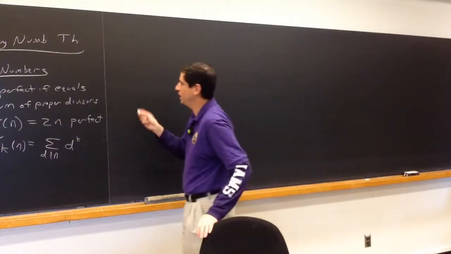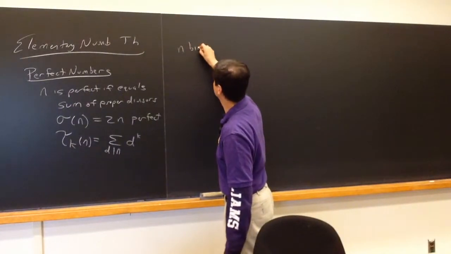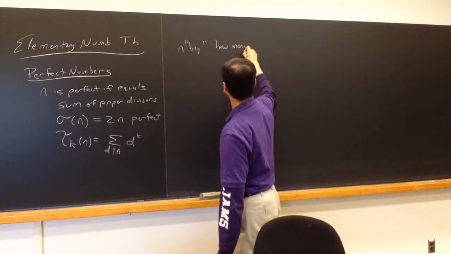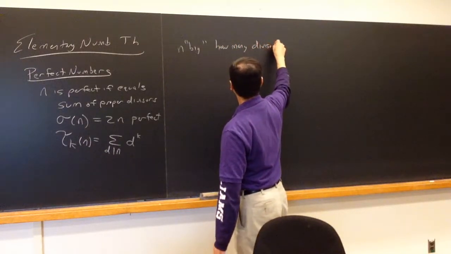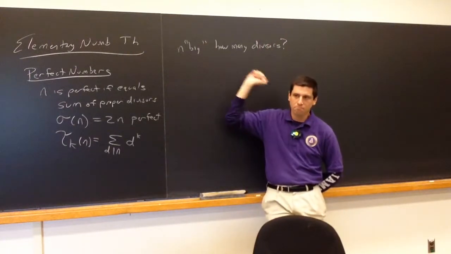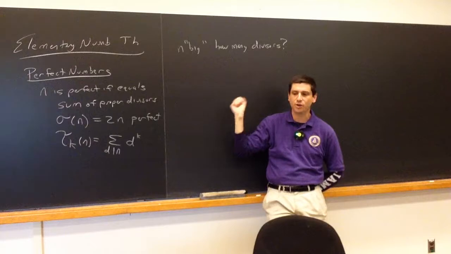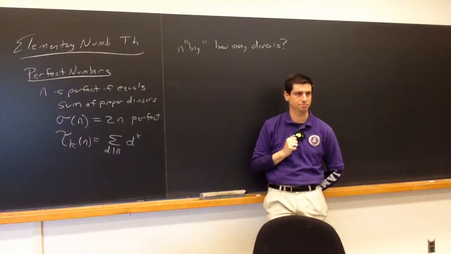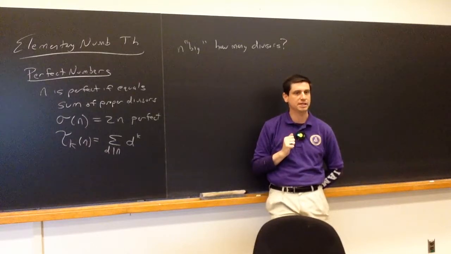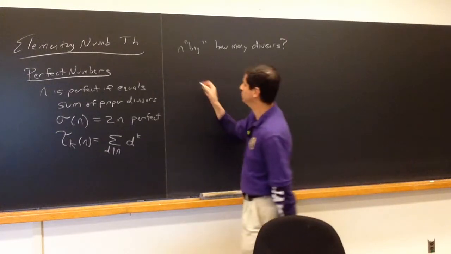So one question you might want to ask is, if n is big, that's a technical term, how many divisors does it have? And for those of you who are not doing this problem, what I hope you're getting out of this is at least the thought process as to how you might attack things. So again, for small values, things can be misleading.